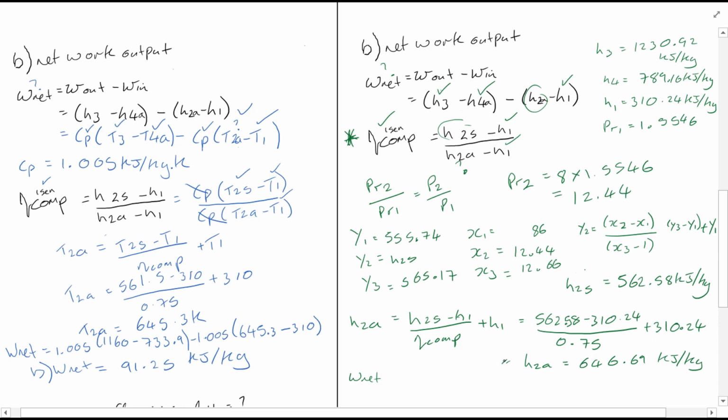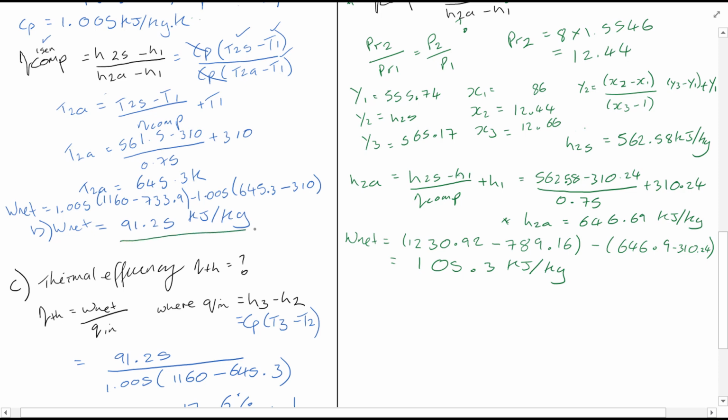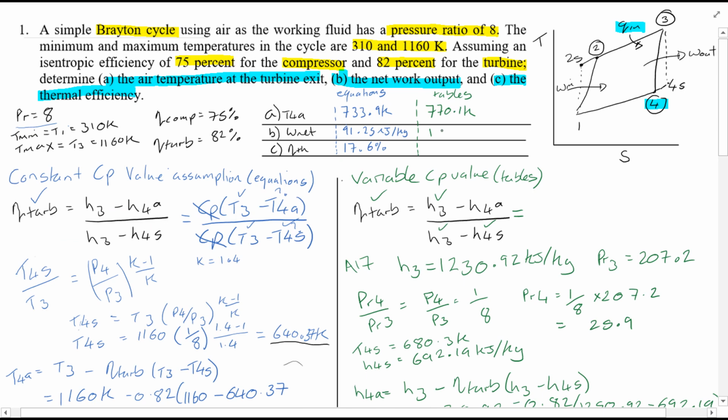Then once you've found H2A, you can sub this back into the first equation we had to find W net. And that will give you a value of 105.3 kilojoules per kg, which of course is significantly higher than what we calculated using the equations.